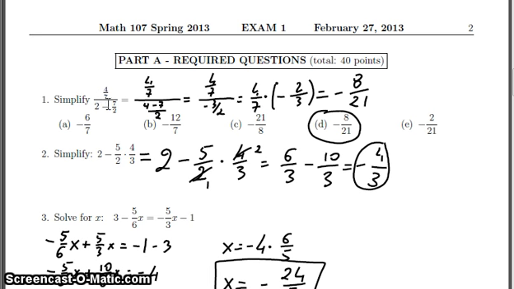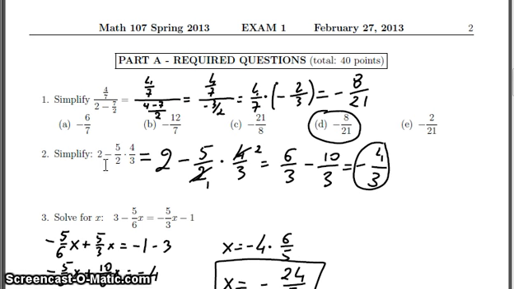So first you have to subtract these numbers in the denominator. So you have to find a common denominator, which happens to be 2. So it's 4 over 2 minus 7 over 2 gives you negative 3 over 2. And then you divide 4 over 7 by negative 3 over 2, so you have to multiply by the reciprocal, and you get negative 8 over 21, which happens to be answer D.